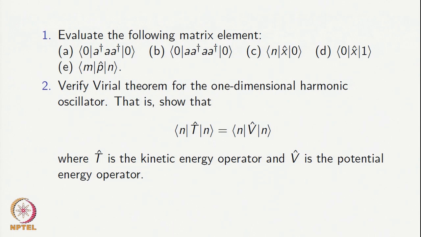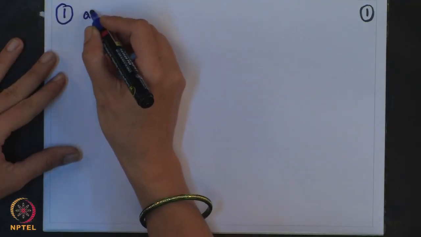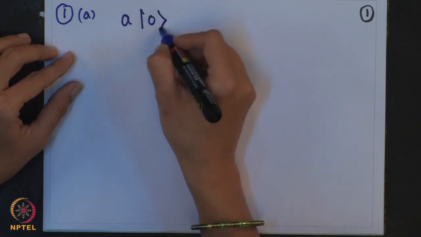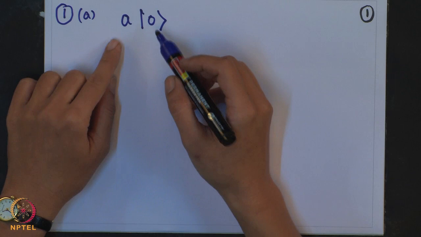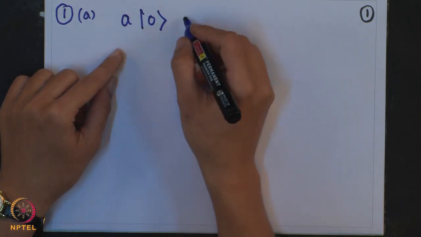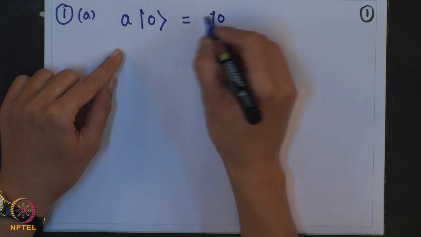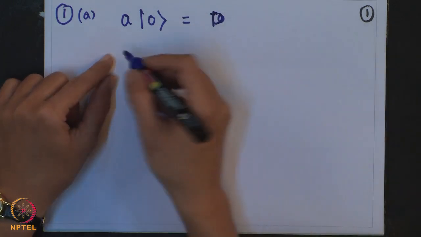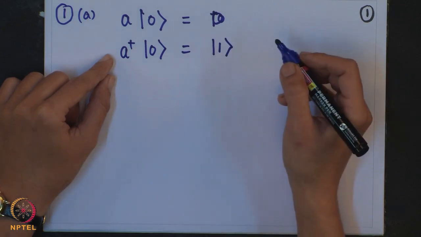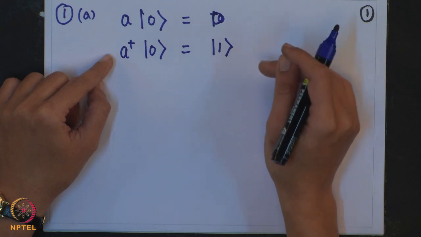The first problem is a simple exercise wherein you operate multiple ladder operators on the ground state. Ket 0 is the ground state. Before we go to part A, we know what we obtain when we operate a creation or an annihilation operator on the ground state. When you operate the annihilation operator, you get 0. And when you operate a creation operator on the ground state, it will go to the state 1. This you have to keep in mind while doing the examples.